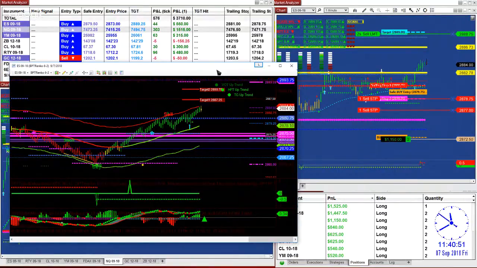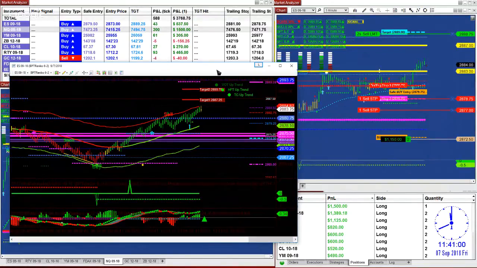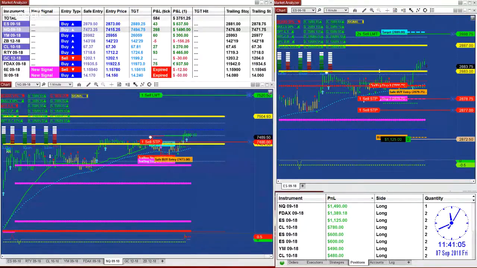Now we are at 11:40:51. Look, so the first target is 87.25. We are still waiting.